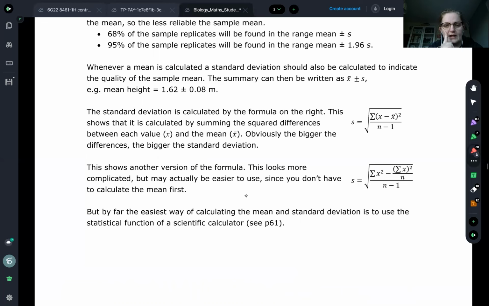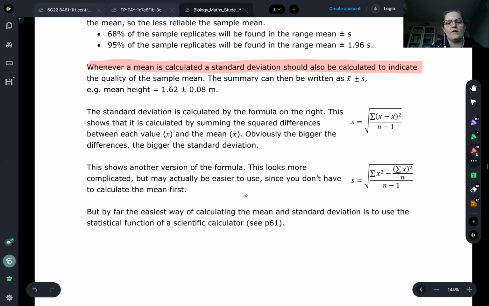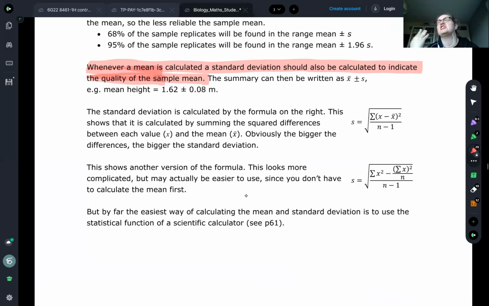Whenever a mean is calculated, standard deviation should also be calculated to indicate the quality of the sample of the mean. That's something really important to remember. Whenever you calculate the mean, you should always calculate the standard deviation as well, to indicate the quality of the sample, because your mean might be rubbish. I don't mean that what you're calculating is rubbish. It could literally be that the data set you've been given is rubbish. So we're looking at that quality.